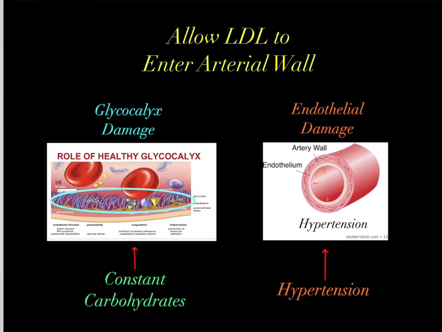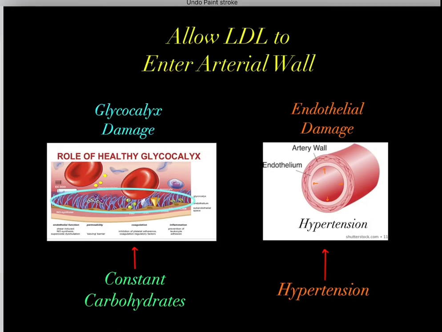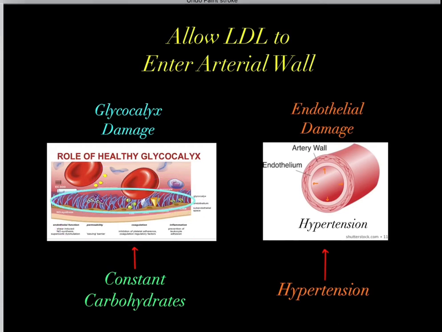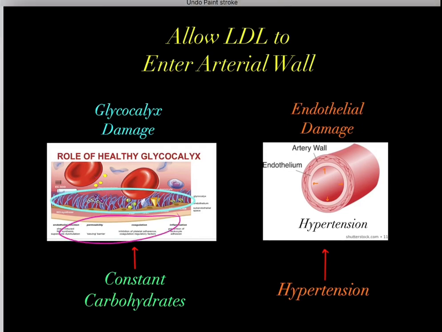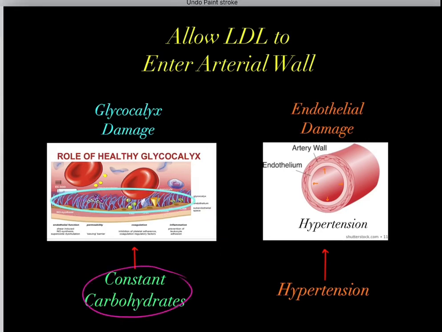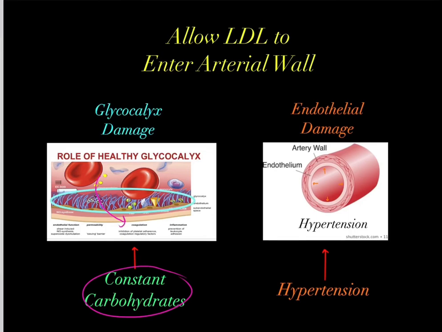Also, it's important to realize that our endothelium has this important protective glycocalyx layer. And this glycocalyx layer essentially protects the endothelium and prevents LDL particles from crossing into the endothelium and causing atherosclerosis. However, there have been studies that show that once you eat a meal of carbohydrates, it temporarily destroys the glycocalyx. So if you're constantly eating carbohydrates, you're constantly destroying the glycocalyx, allowing LDL particles to cross and enter and lead to atherosclerosis.